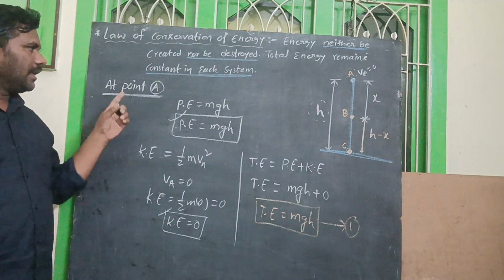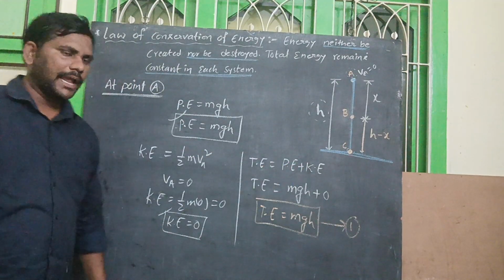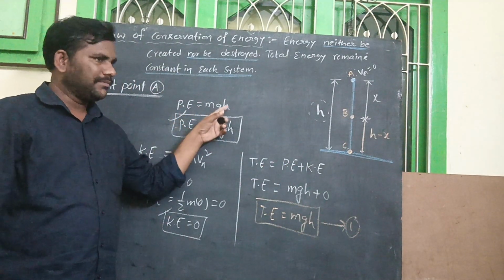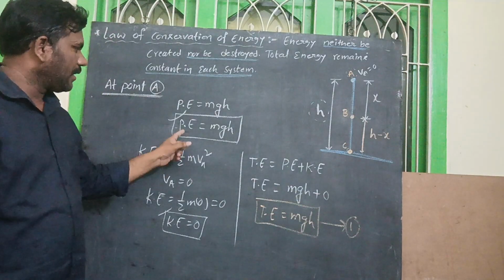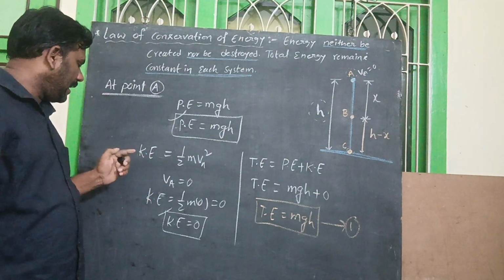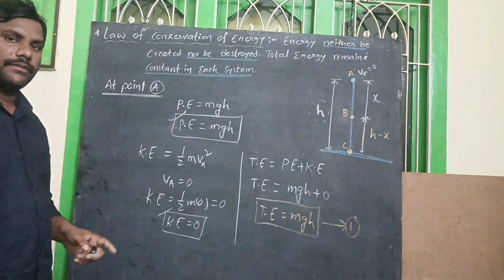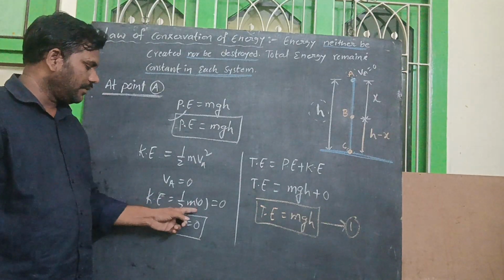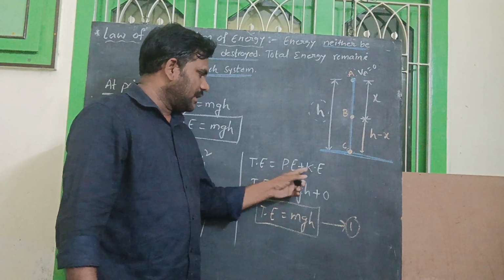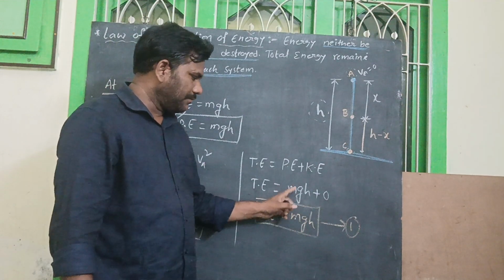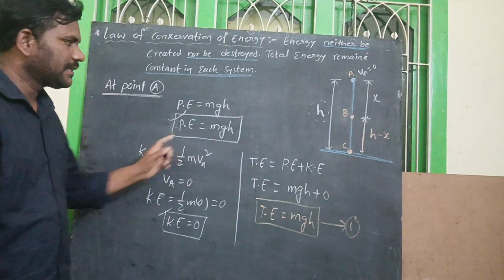Listen clearly. At point A, we find out the total energy. Total energy means sum of the potential energy and the kinetic energy. Here, potential energy is given by the formula mgh. The height from the ground is h. Then we write the potential energy mgh, and kinetic energy is equal to half m vA square. At point A, the velocity is 0, so kinetic energy is 0. Then total energy is equal to potential energy plus kinetic energy, which is mgh plus 0. Then we can write the total energy is mgh. So take a screenshot.